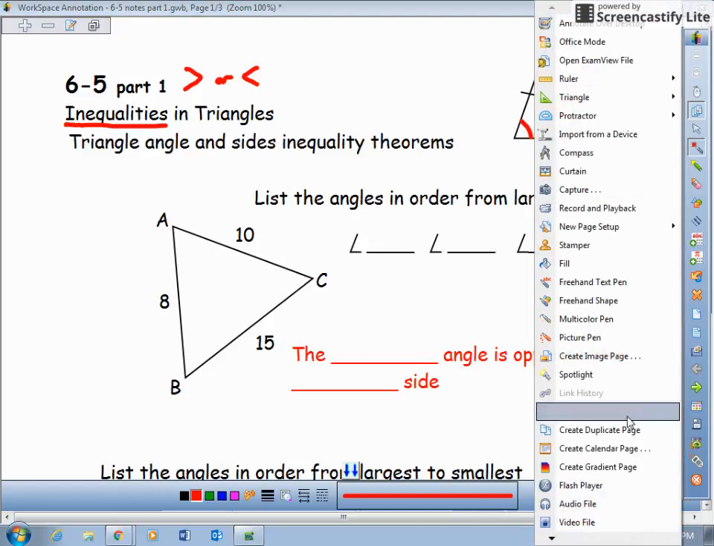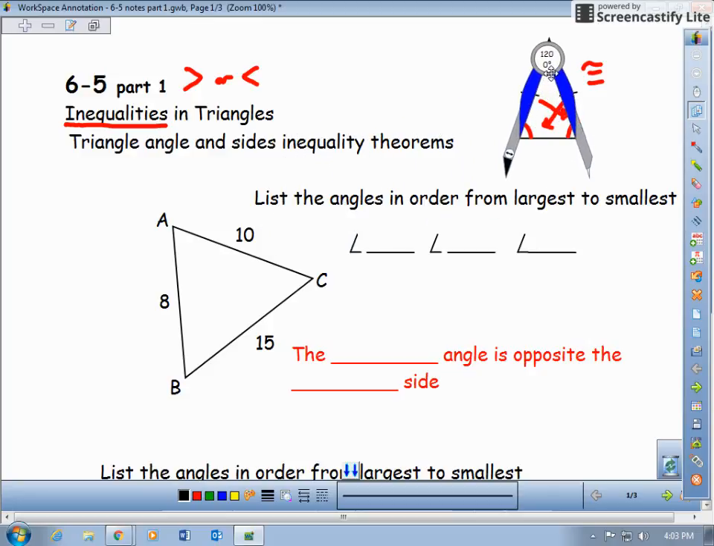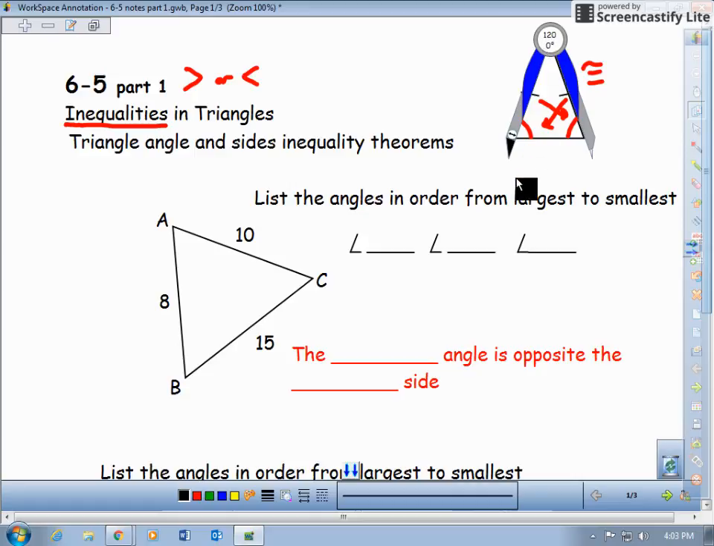What I'm going to do is pull up a compass here and just kind of explain where this comes from. If you notice, I'm going to take that compass and put it right on top of that isosceles triangle. And it says 120 here. What that measurement is, I don't really know. It's definitely not the angle measurement, but it's some kind of measurement.